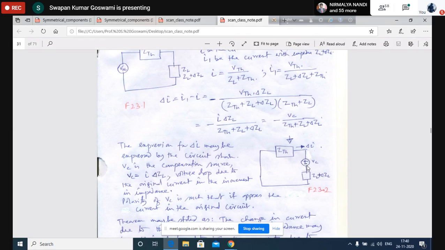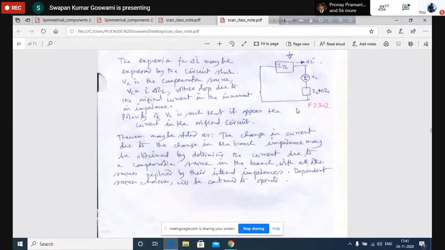Polarity of the source will be such that the direction of the original current will be opposed. The magnitude of the source will be the magnitude of the current that was flowing through this branch initially, multiplied by the change in impedance. Then the current delivered by the source will represent the change in current in the branch because of the change in impedance. And when the change in current is known, we can find out the new current also. So this is said to be the compensation theorem.